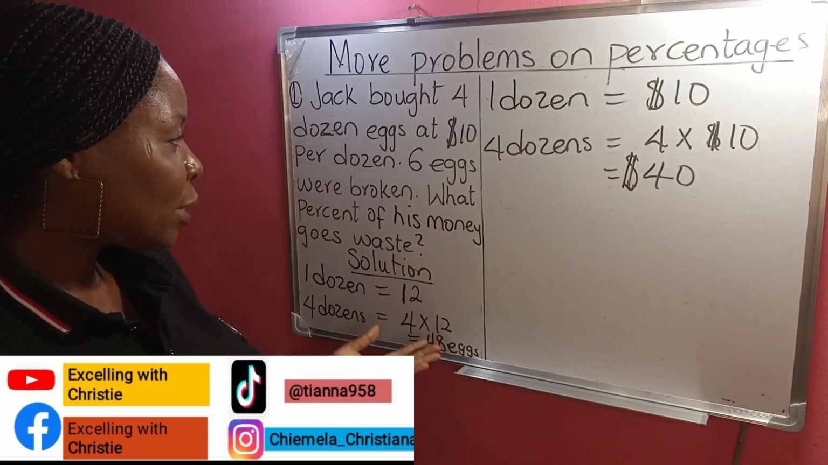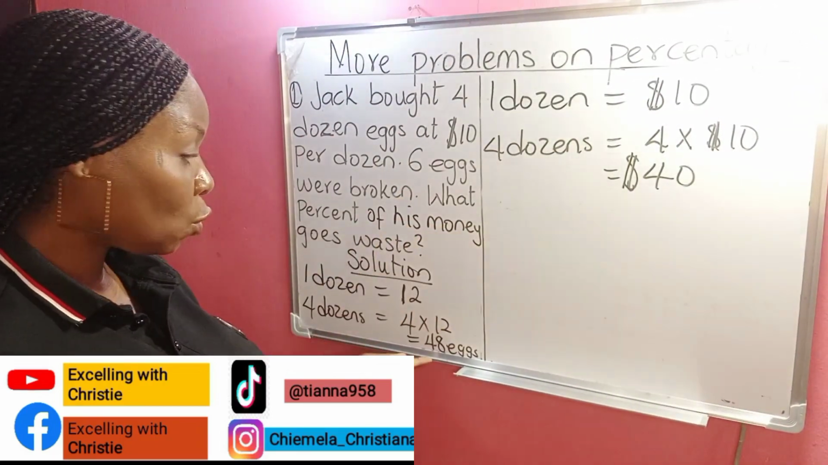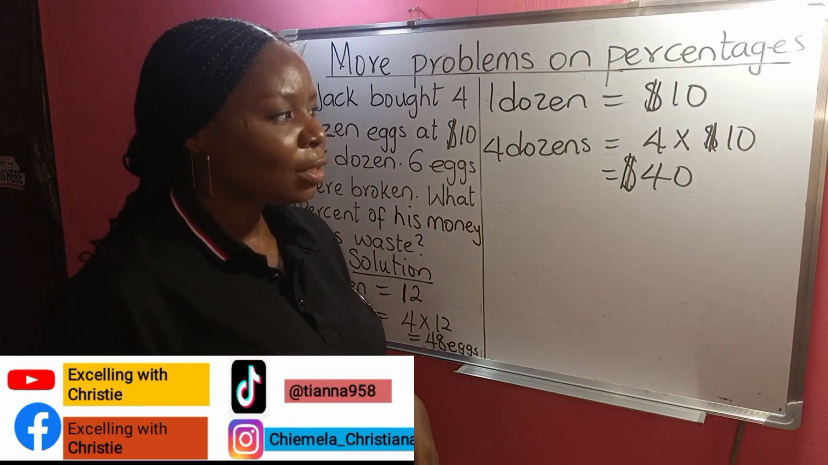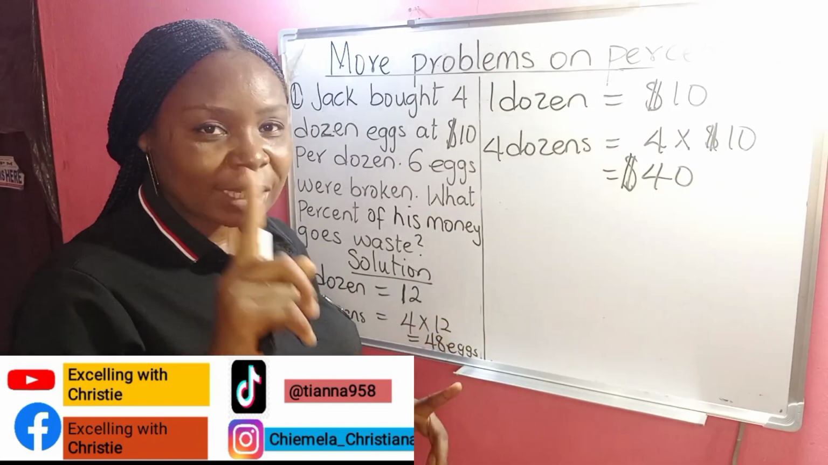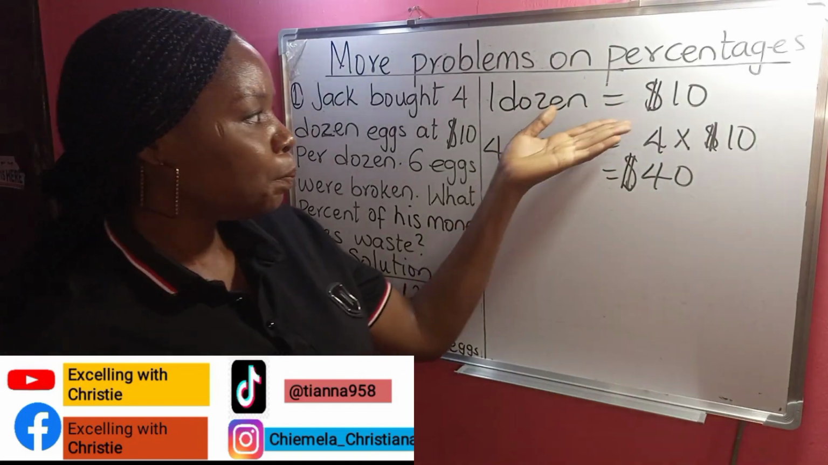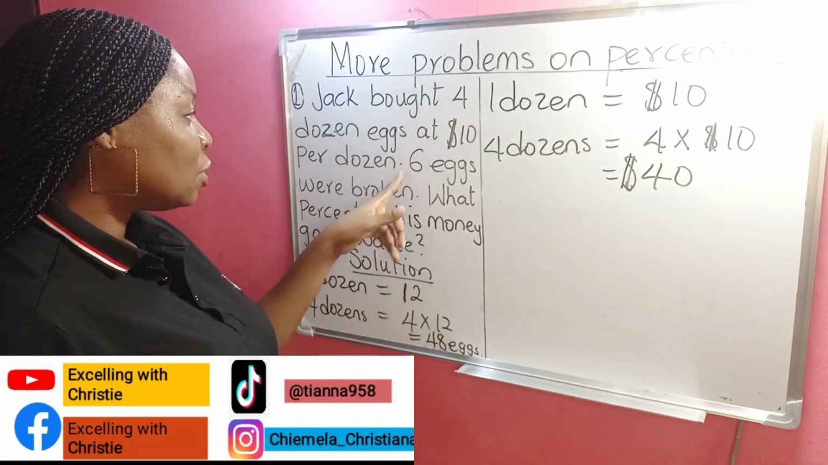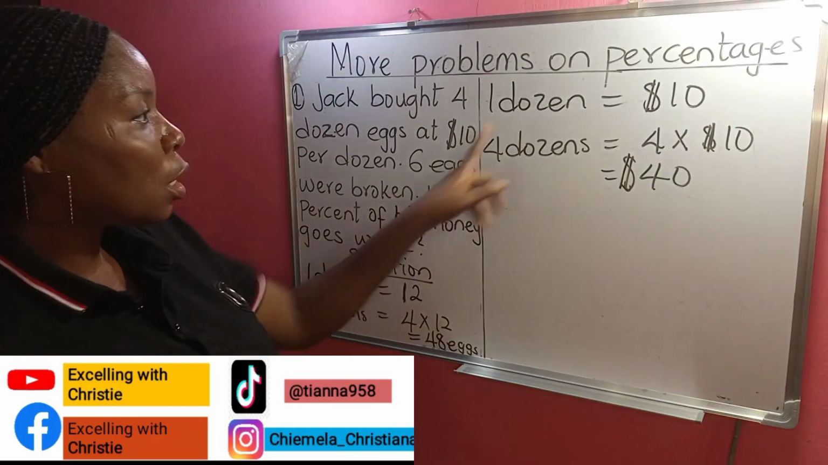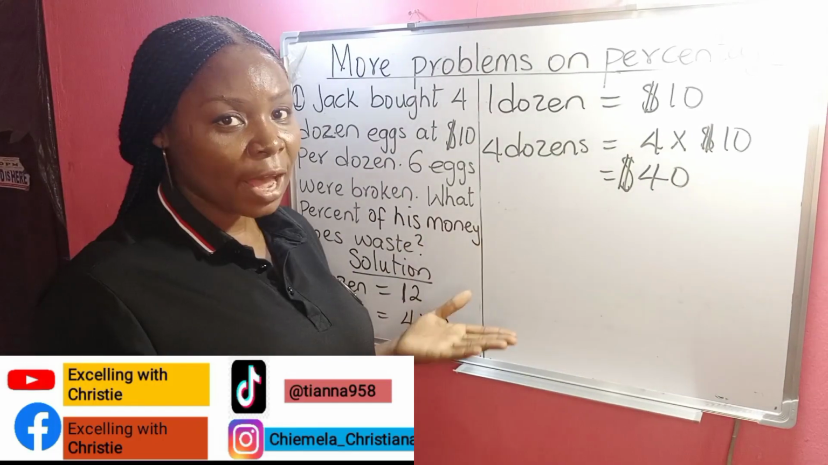Now, let's go back to the question. Remember, 6 eggs were broken out of the 48, or out of the 4 dozens. Now, I would not like to go into finding how much one single egg is. From this idea, if 1 dozen is 12, that means 6 eggs is half a dozen, all right? Now remember, 1 dozen costs $10. So half a dozen, which are 6 eggs, will cost $5.